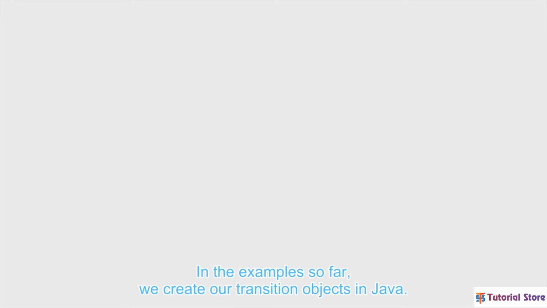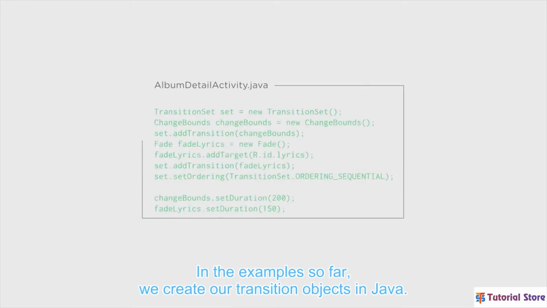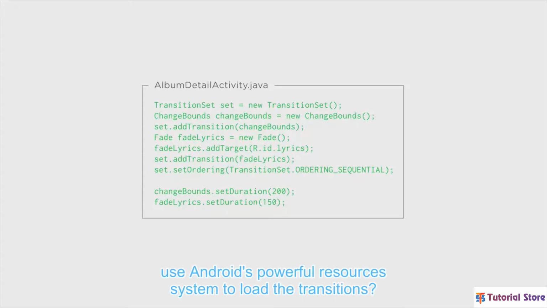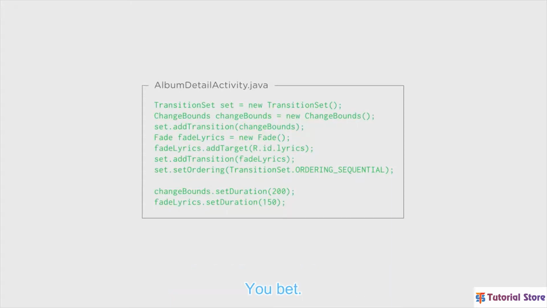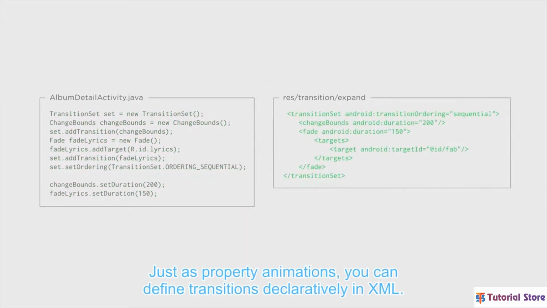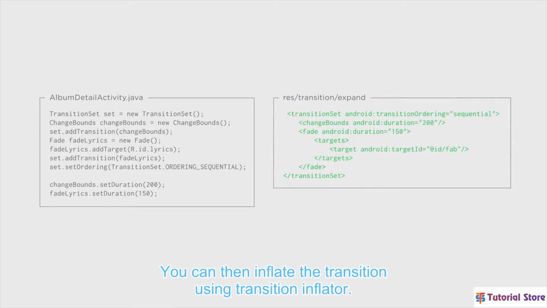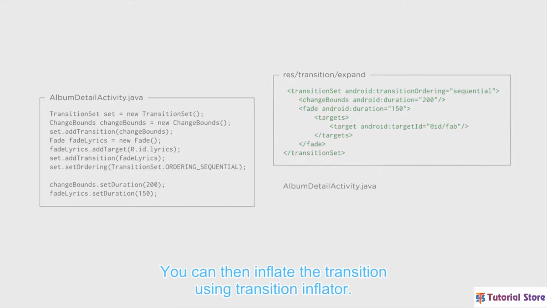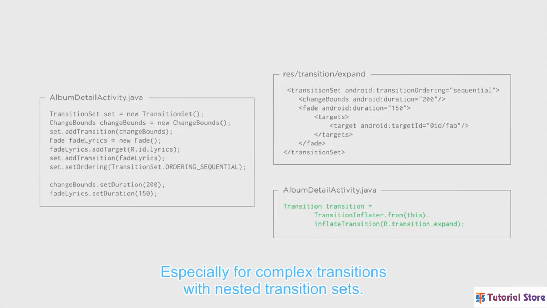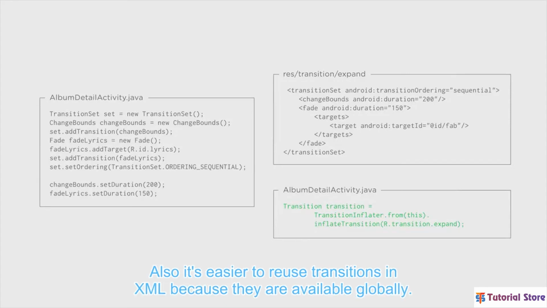In the examples so far, we create our transition objects in Java code. Is it possible to do so in XML and use Android's powerful resource system to load the transitions? You bet. Just as with property animations, you can define transitions declaratively in XML. You can then inflate the transition using TransitionInflater. Compared to Java code, transitions in the XML format are often a little easier to read and maintain, especially for complex transitions with nested transition sets. Also, it's easier to reuse transitions in XML because they are available globally.